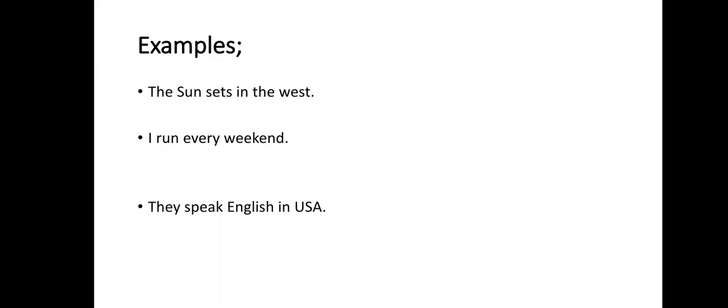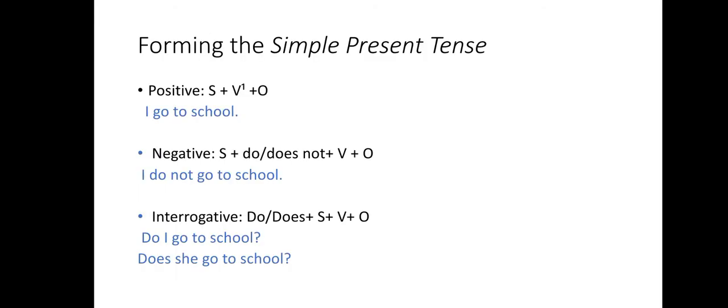We have to understand the structure of the present simple tense. So, forming the simple present tense, structure of sentence. Here S stands for subject, V stands for verb, and O stands for object. For example, we declare a statement. In a positive sentence, I go to school. The structure is subject, verb, object, with the first form of the verb.